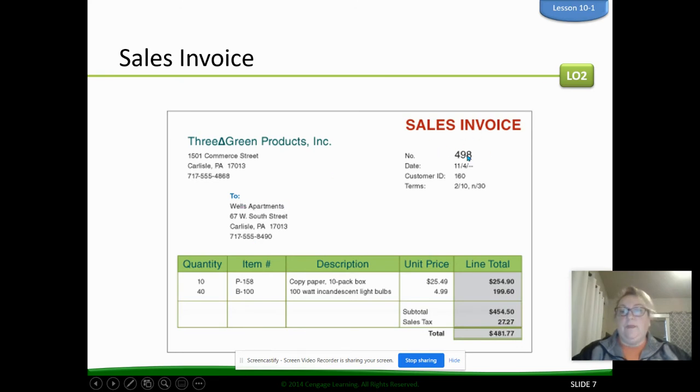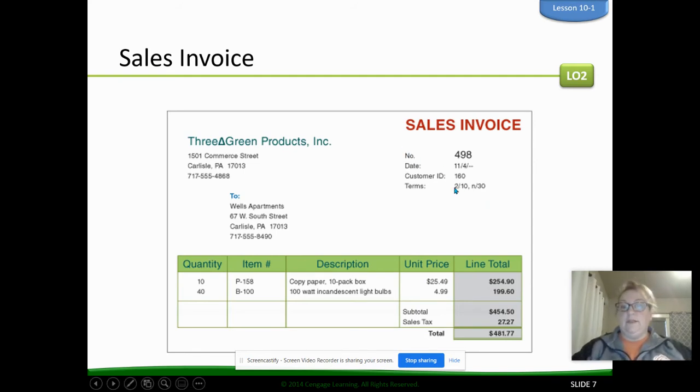It has a number, a date, our customer number that we've assigned them. And then, of course, it has the terms we're going to give to our customers. So just like us, when we did our cash payments journal, our vendors would give us a discount if we paid early. We're going to provide that same opportunity to our customers.